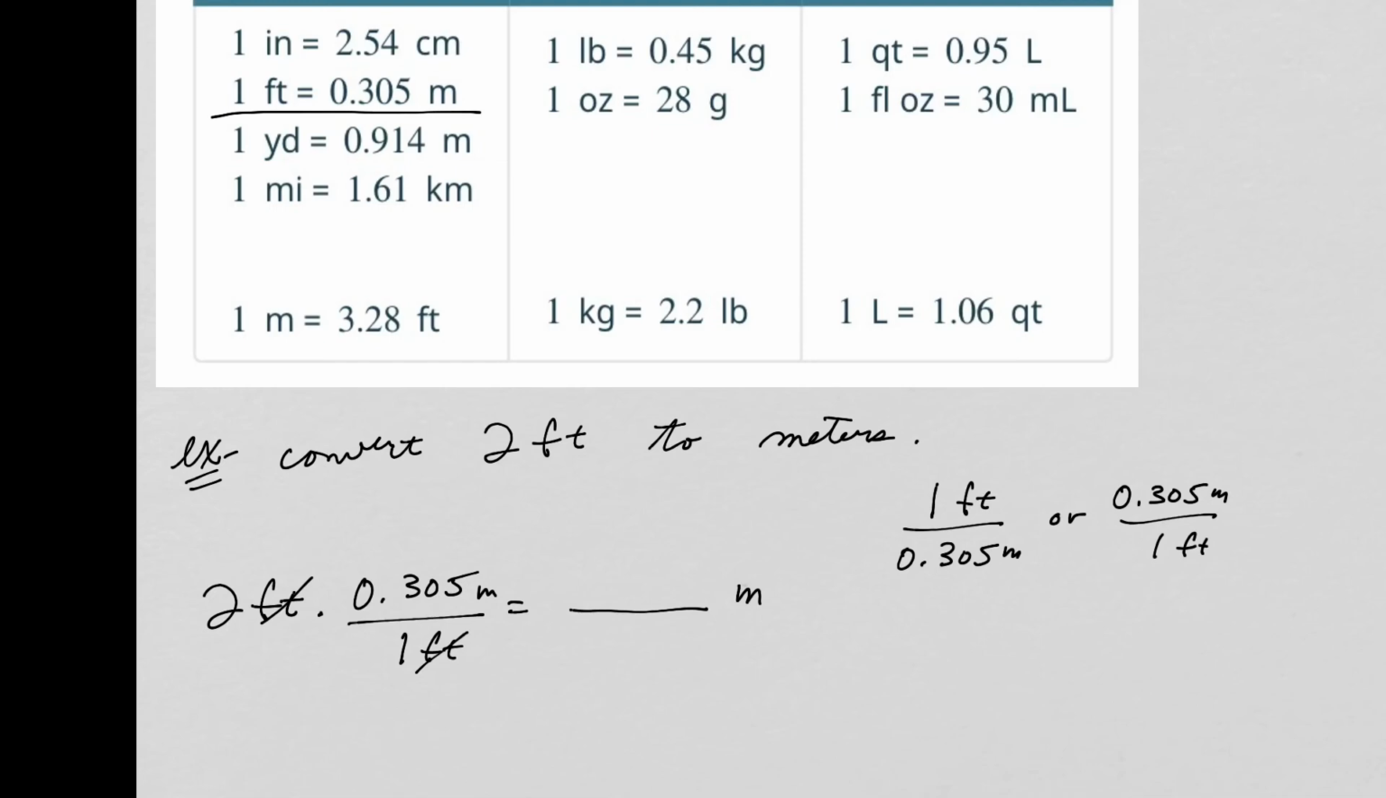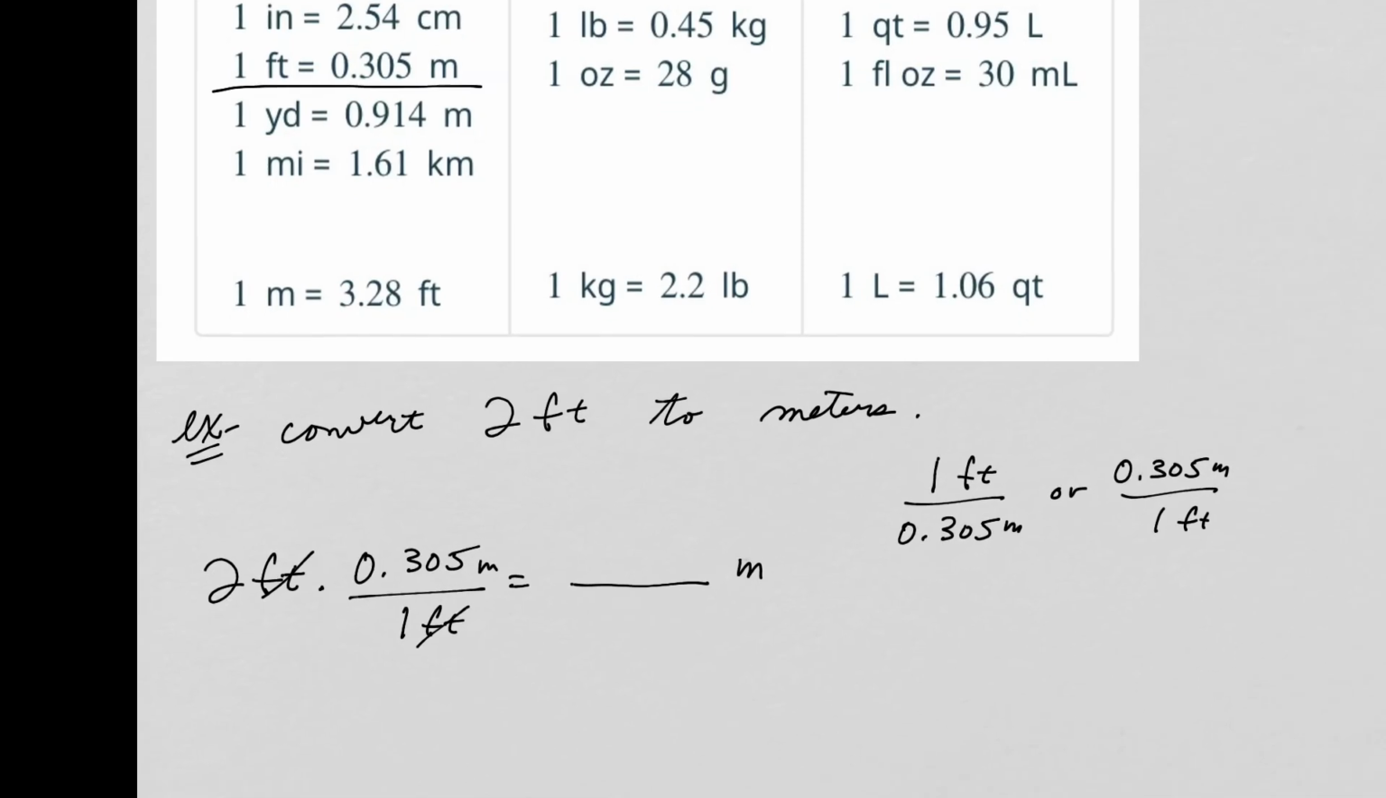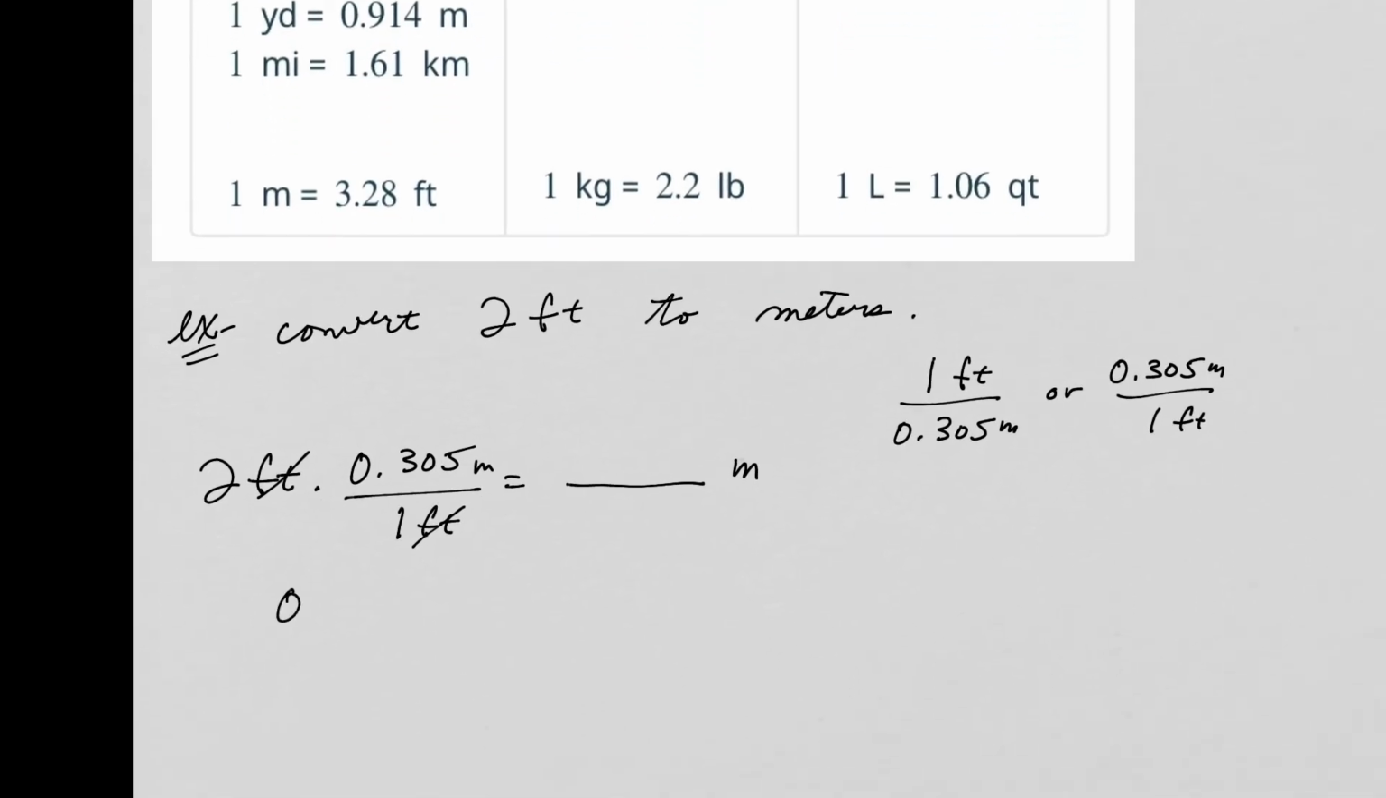And then to do this, I just have to multiply this out. So I have 0.305 times 2. This will be 1, and then 6. And then I need 3 places. So this is going to be 0.61 meters. So 2 feet is equivalent to 0.61 meters.